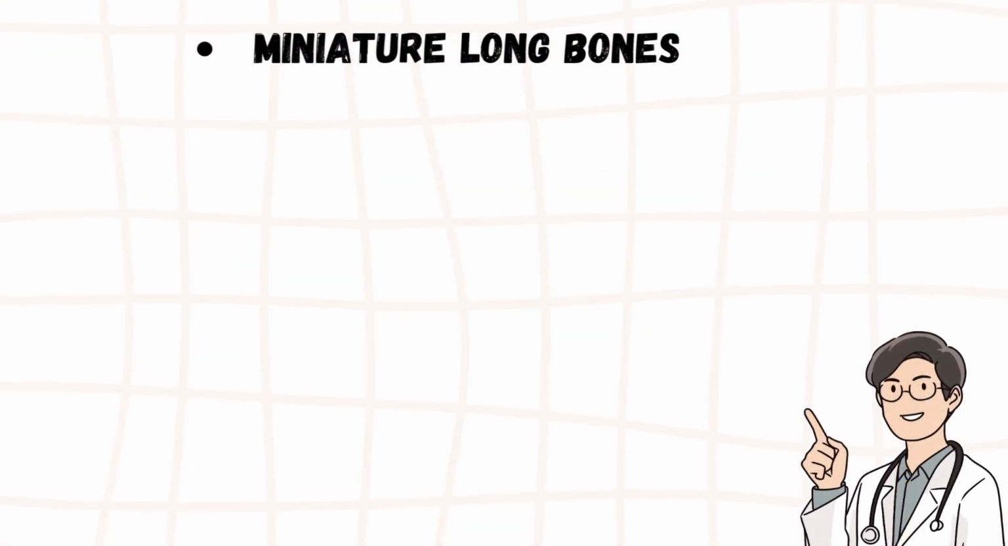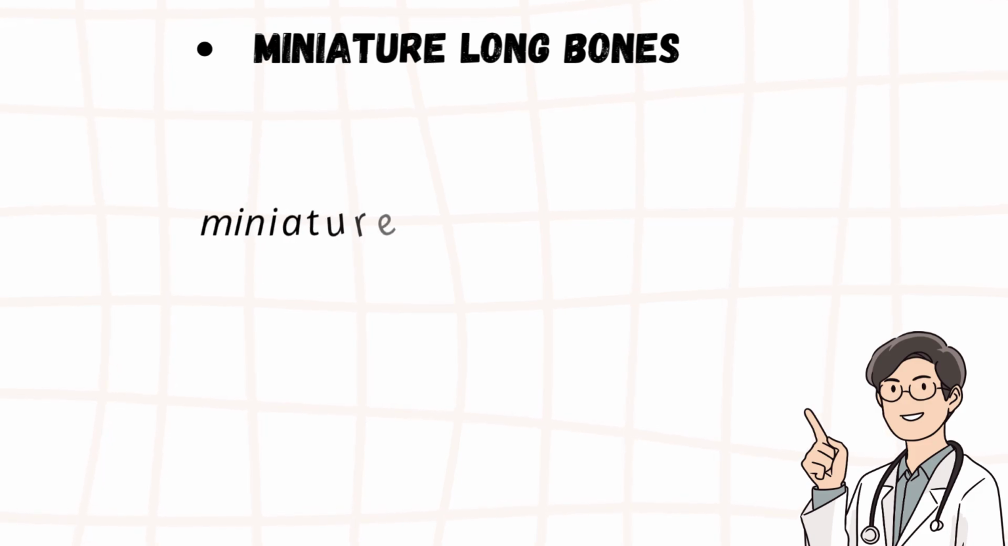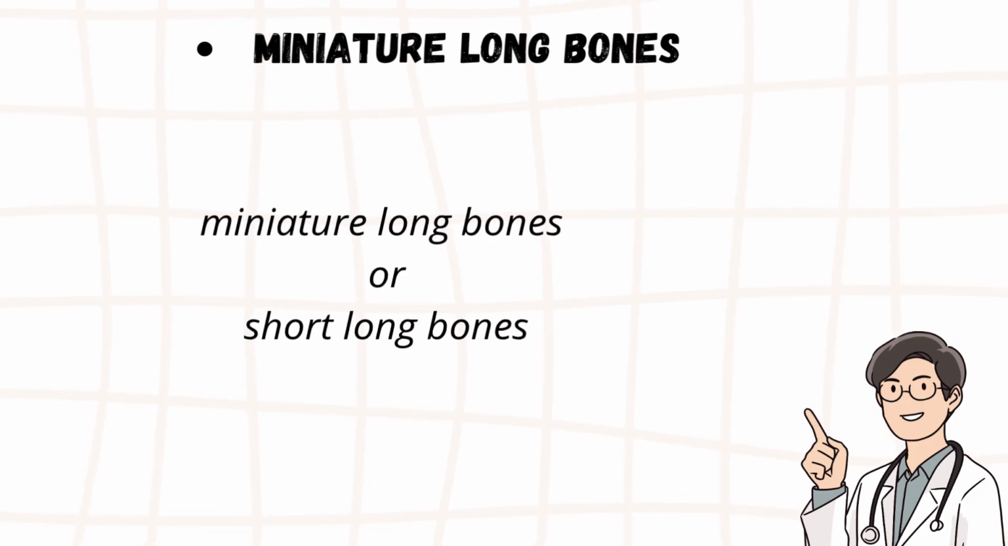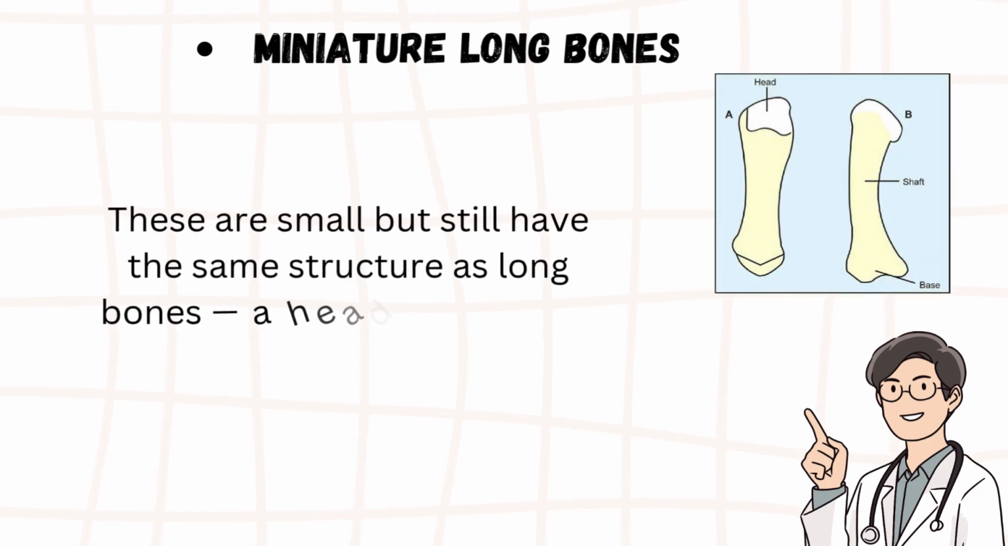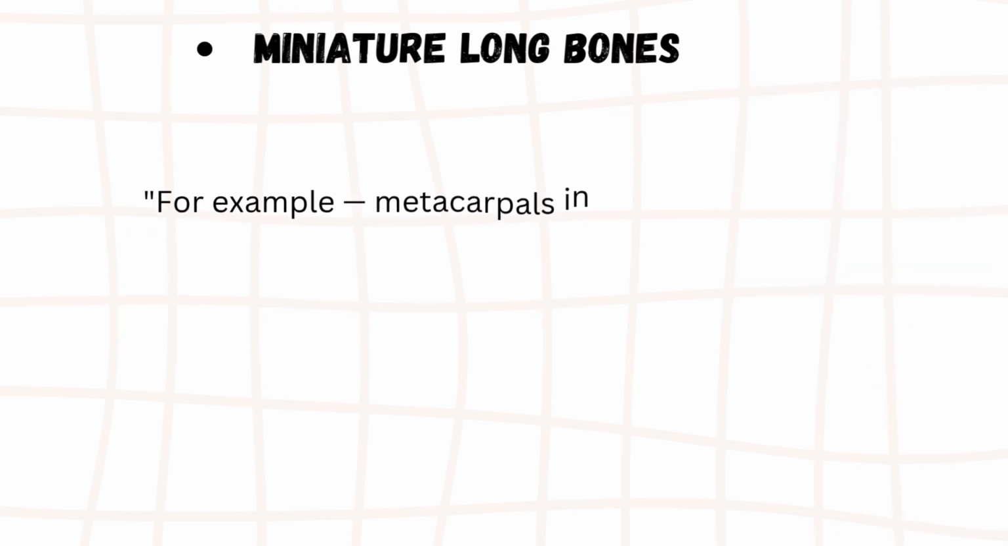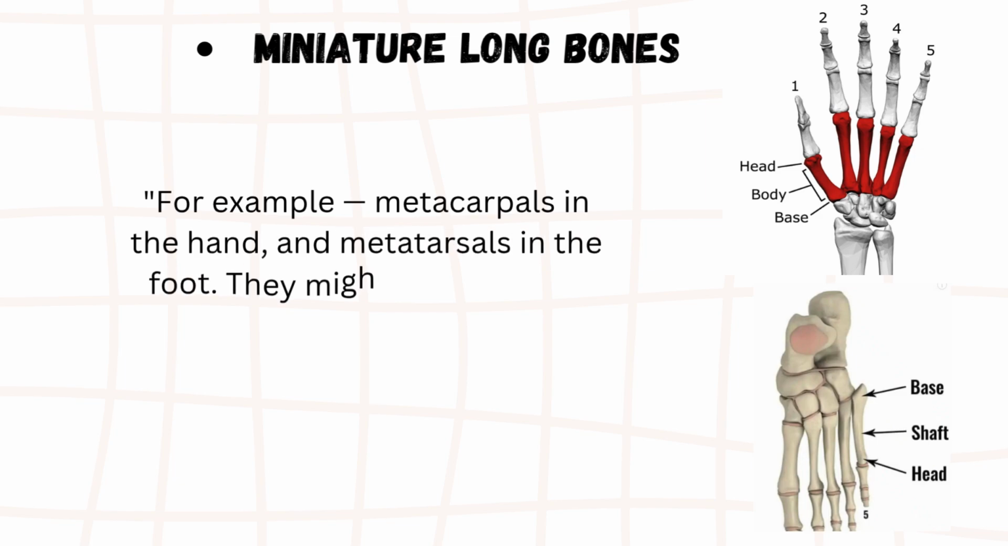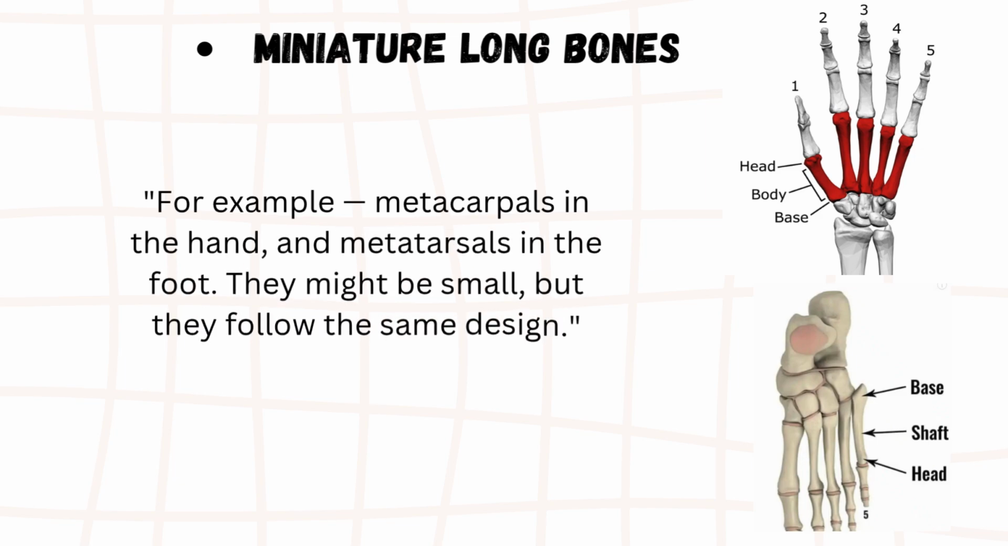Miniature long bones. We also have something called miniature long bones, or you can say short long bones. These are small but still have the same structure as long bones: a head, a shaft, and a base. For example, metacarpals in the hand and metatarsals in the foot. They might be small, but they follow the same design.